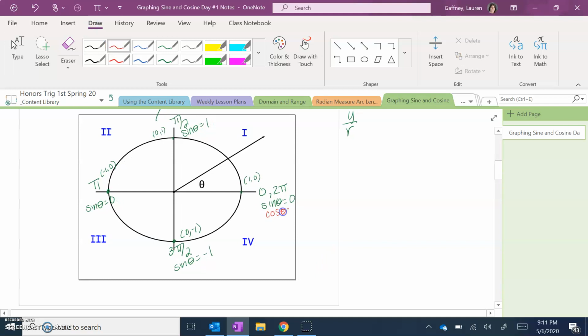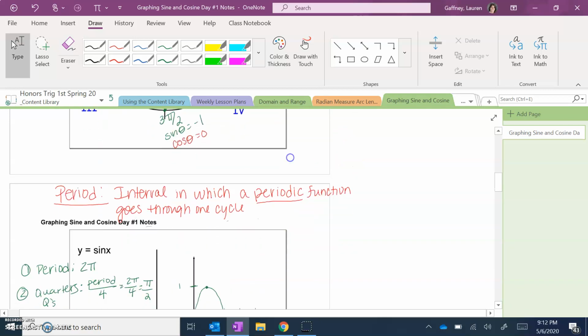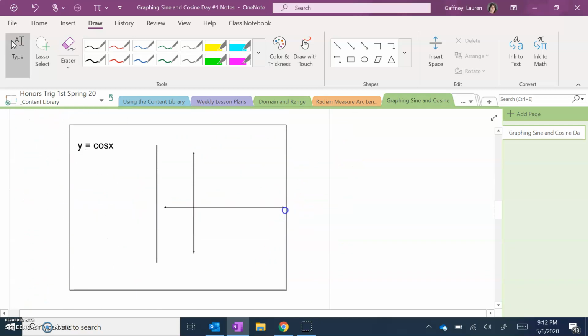Now let's go back up here and let's talk about cosine values. So we know cosine of theta is x over r. For cosine here, if we do x, which is 1, over r, which is 1, we get 1. Cosine of this theta, which is pi over 2, we would get 0 over 1, so just 0. Here, x over r, we would get -1. Here, x over r, we get 0. And then back here, again, we would get 1.